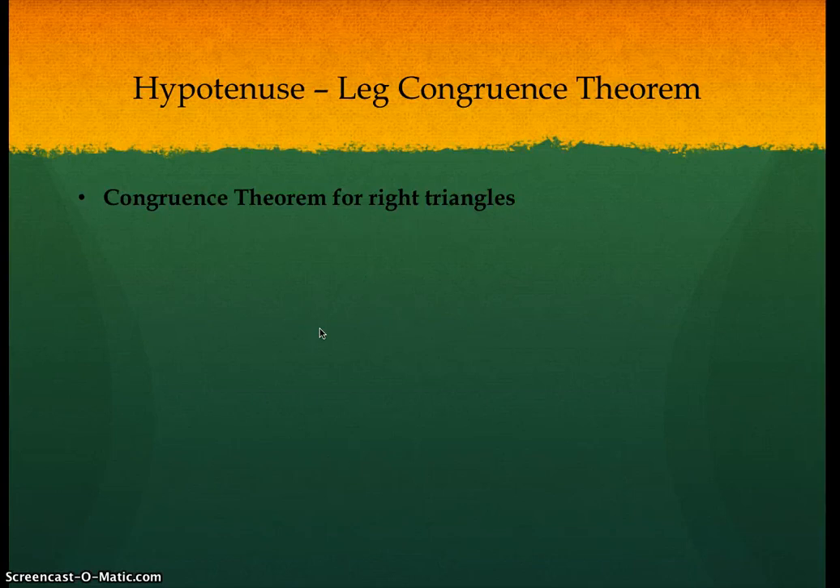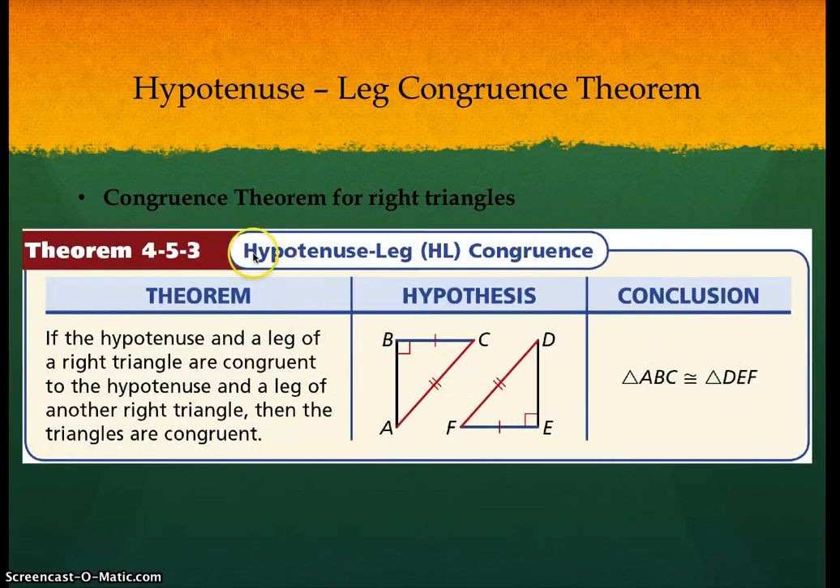So, the hypotenuse leg congruence theorem is a congruence theorem for right triangles. The theorem says that if the hypotenuse and leg of one right triangle are congruent to the hypotenuse and leg of another right triangle, then those two triangles would have to be congruent.